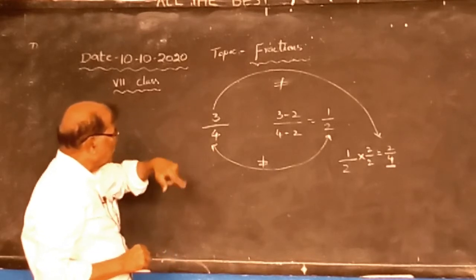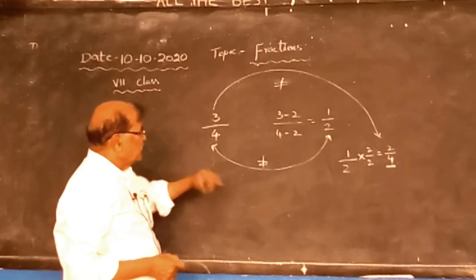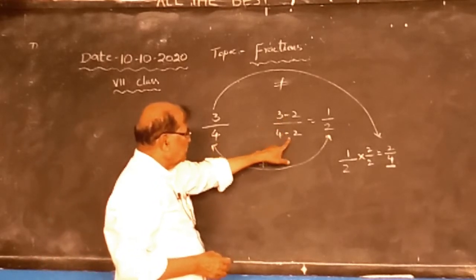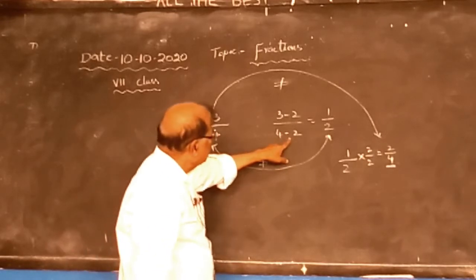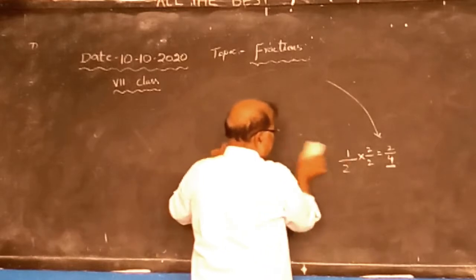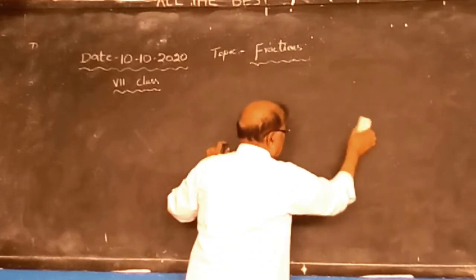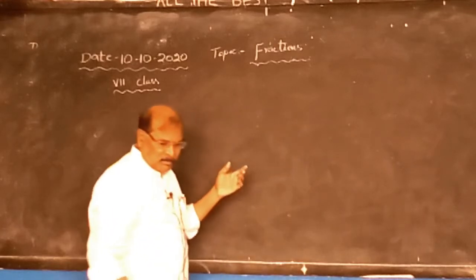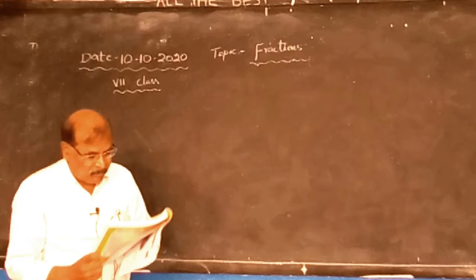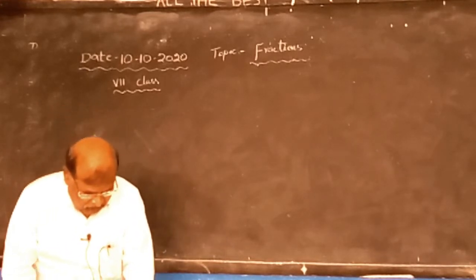So the value of the fraction changes, varies, if you subtract the same number from the numerator and denominator. So subtraction doesn't hold good. But multiplication and division hold good. So these are the properties. And the next one is about types of fractions.